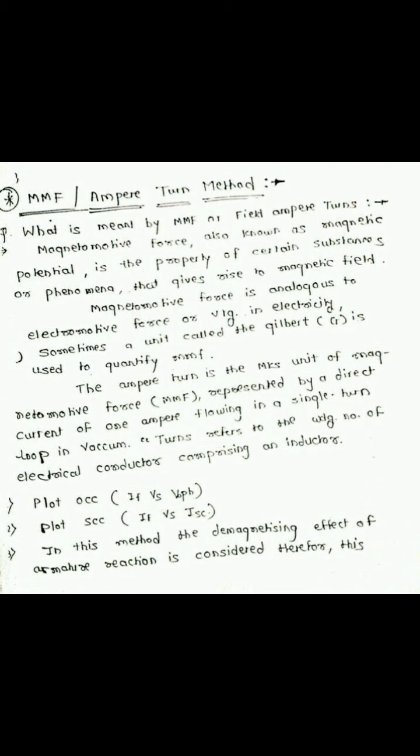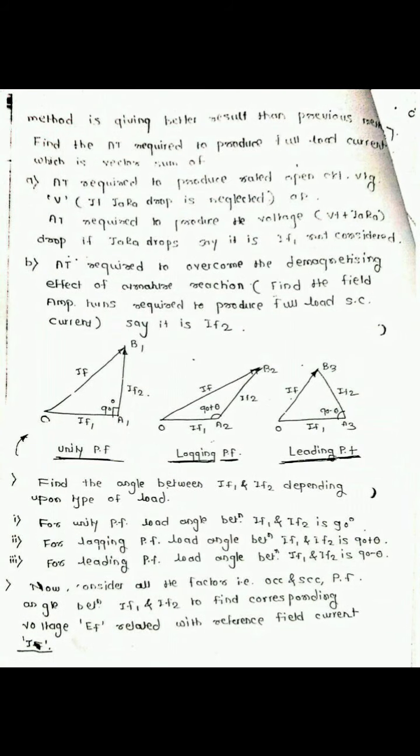What is the difference between the EMF method and the MMF method? In the EMF method we cannot consider the armature reaction effect, but in the MMF method we consider the demagnetizing effect of the armature reaction of the alternator. So in this method the demagnetizing effect of armature reaction is considered. Therefore this method gives a better result than the previous method, that is the EMF method. So what changes are there in this method?